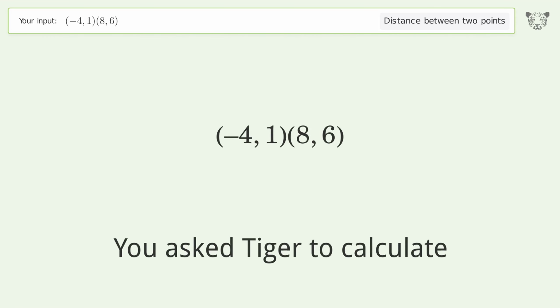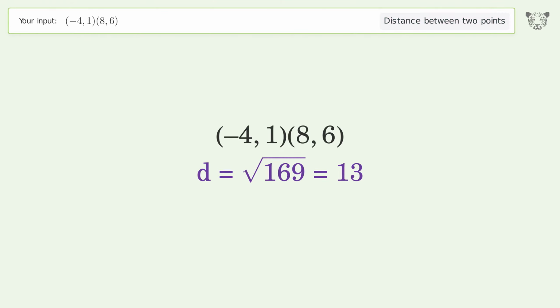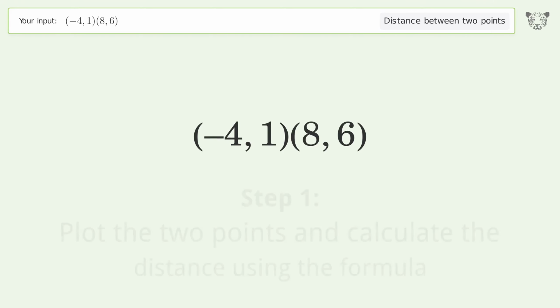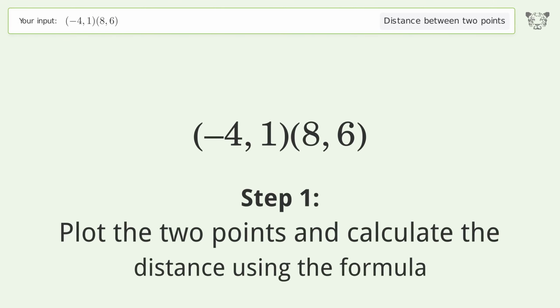You ask Tiger to calculate. This deals with the distance between 2 points. The distance between the 2 points is the square root of 169, or 13. Let's solve it step by step. Plot the 2 points and calculate the distance using the formula.